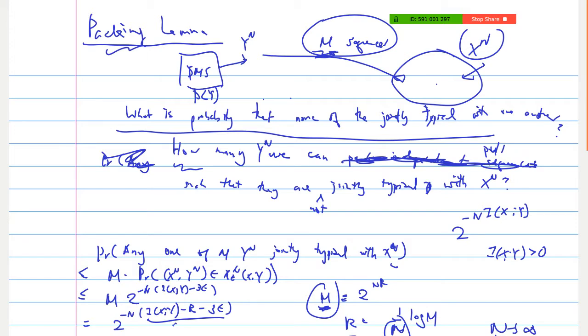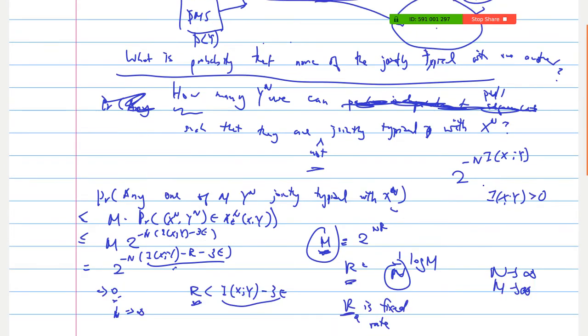So we want to see how many yn's we can pull out such that these yn's will still not be jointly typical with xn. It will be kind of simple math there with the result we just showed earlier.